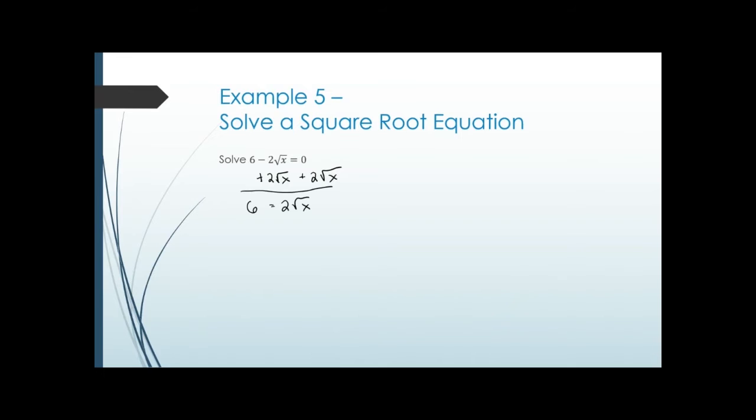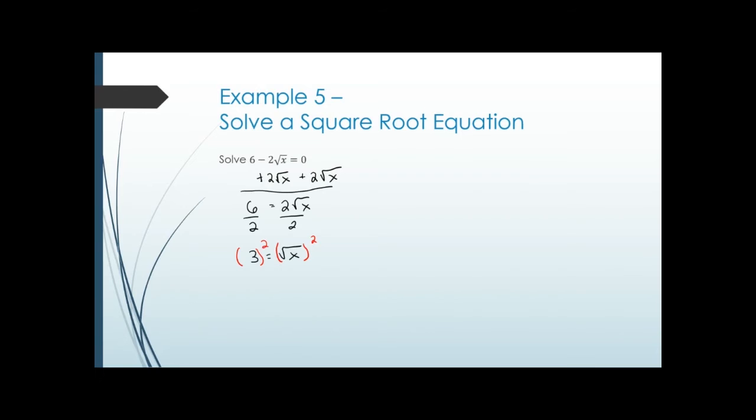So we have 6 equals 2 times the square root of x. Now I want the square root of x by itself, so I need to get rid of that 2 in front. That is 2 times the square root of x, so we're going to divide both sides by 2. So 6 divided by 2 is 3. So 3 equals the square root of x. Now I need to undo the square root, and so we do this by squaring both sides.